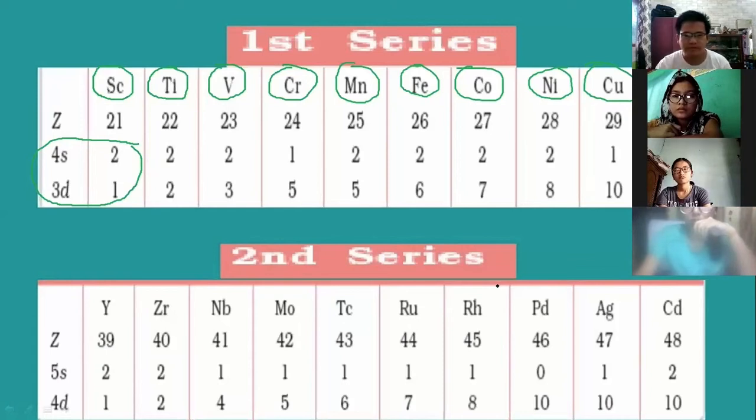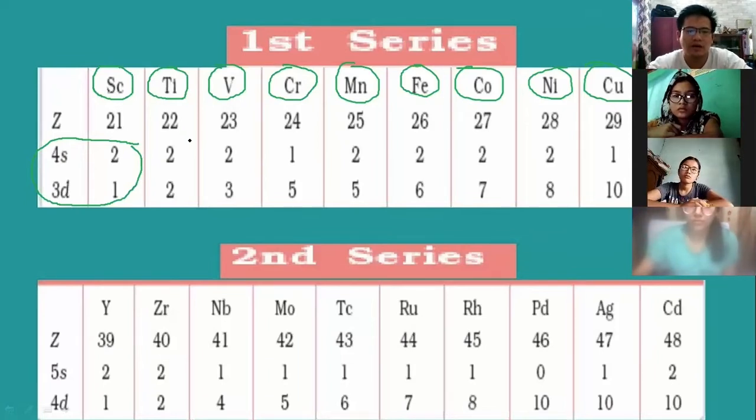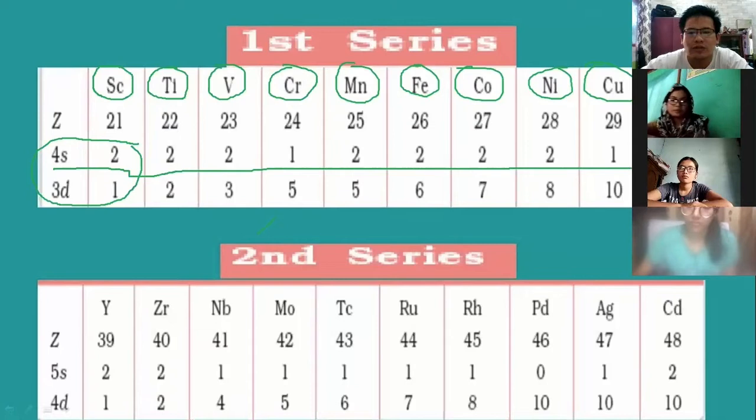ns2, (n-1)d 1 to 10. Now, coming to the next element, titanium. The general configuration is argon 4s2 3d2. And as you can see, all these 4s electrons are going to be 2.